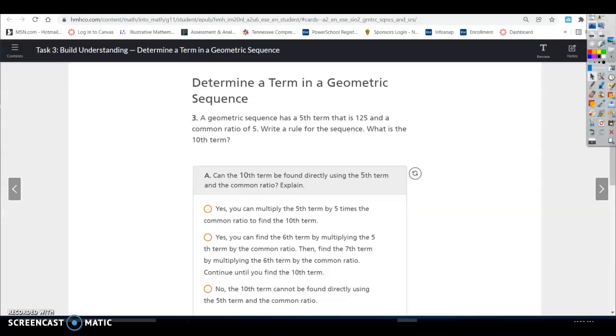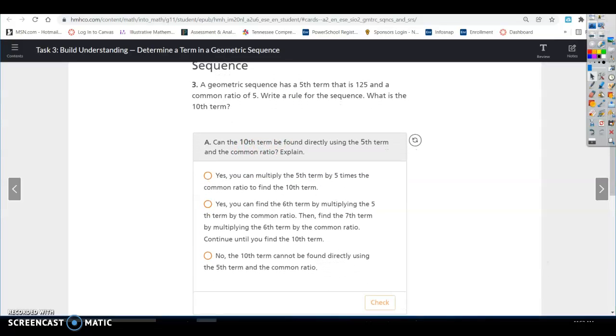All right, so there's two things that we need to do here. We're going to write a rule for the sequence and then determine what the 10th term is. So to write a rule, we need the first term and we need the common ratio. We're given the common ratio, but we're not given the first term, we're given the fifth term. So we're going to have to use that information to figure out what the first term is.